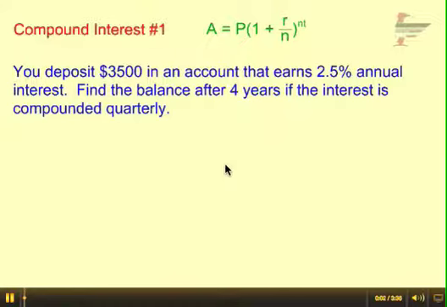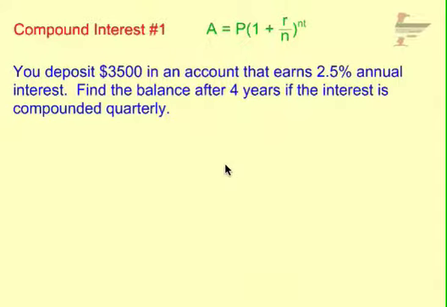Here's our first example using that idea of compound interest. We deposit $3,500 into an account that's earning 2.5% annual interest. Find the balance after 4 years if the interest is compounded quarterly. So here's that keyword we want to look for: compounded. When we see this, we know we're going to use this equation over here.